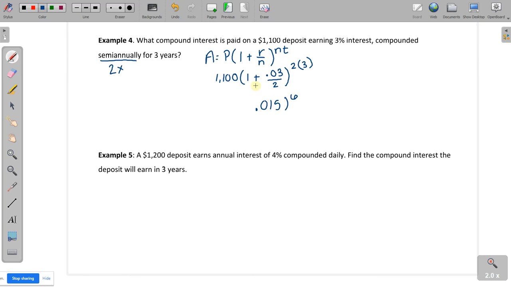And we get 0.015. We're adding 1 to 0.015, so all it does is bring down the 1. And then multiply it by 1,100. Now in your calculator, do 1,100 parentheses 1.015, end your parentheses, hit the caret to raise it to the 6th power. And you get $1,202.79 when it's rounded.